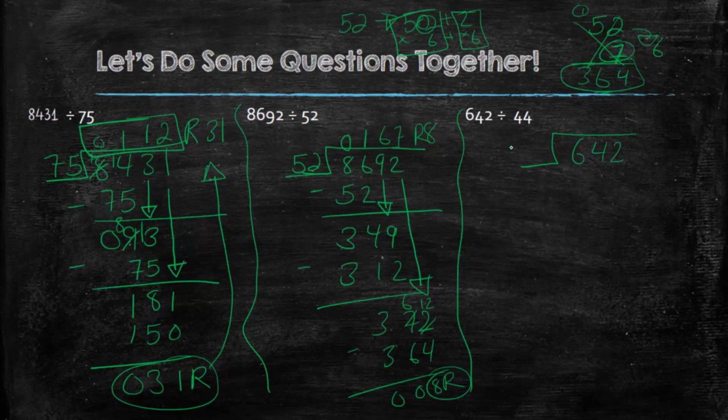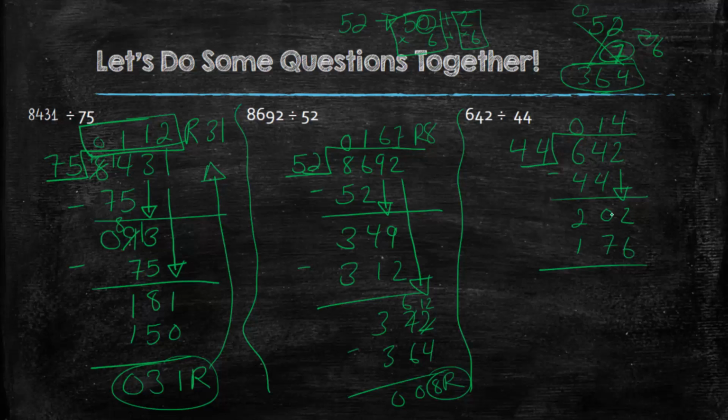642 divided by 44. How many times does 44 go into 6? 0. How many times does 44 go into 64? 1. 1 times 44 is 44. We do a little subtraction. 4 minus 4 is 0. 6 minus 4 is 2. It's 20. We bring down this 2. We have 202. How many times does 44 go into 202? Again, you could guess and try it out, but the answer is 4 because 5 is a bit too much. 4 times 44 is 176.